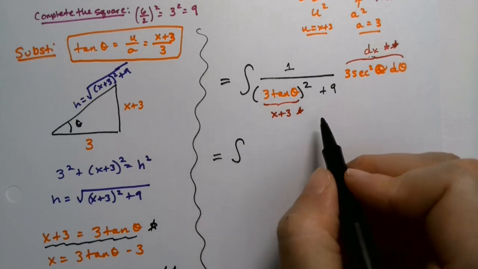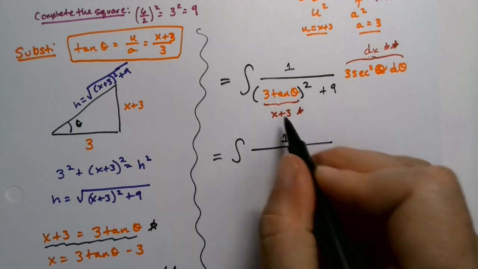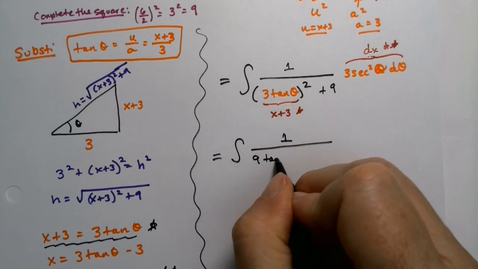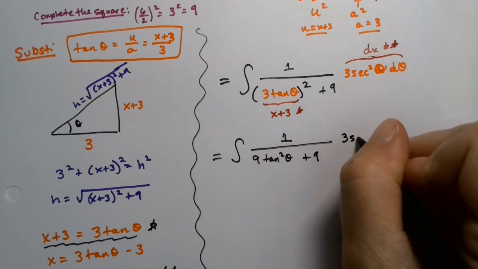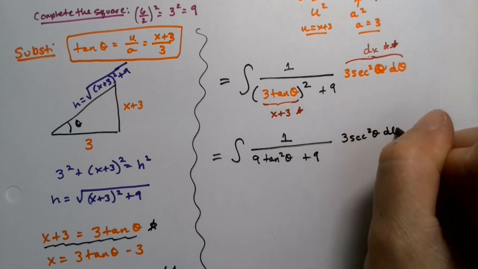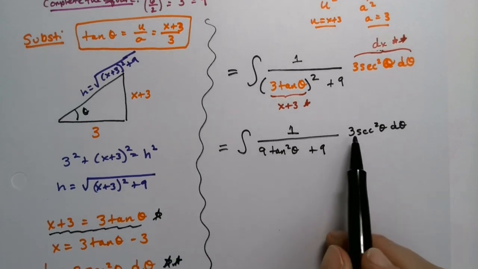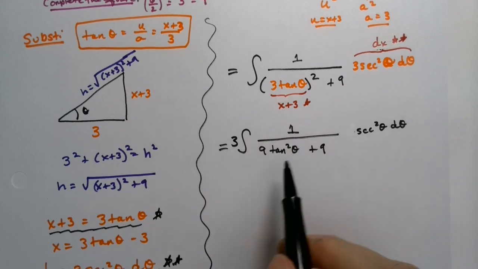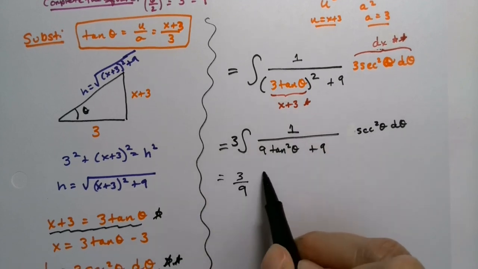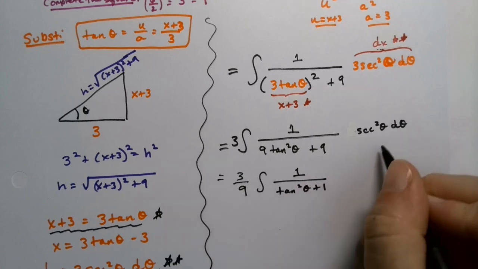All right, so this is the integral of, and I'm just going to distribute this, 1 over 9 tangent squared of theta plus 9, and then it's a 3 secant squared theta d theta. I noticed that there's a 9 in both of those terms, so I can factor the 9 out, and I can bring the 3 to the front. So I'm going to factor a 9 out. That would make 3 over 9 integral of 1 over tangent squared theta plus 1 times secant squared theta.